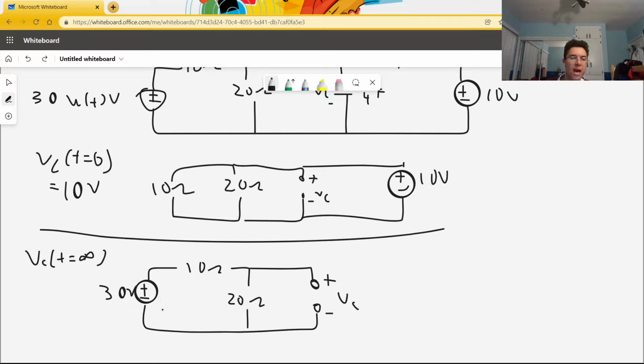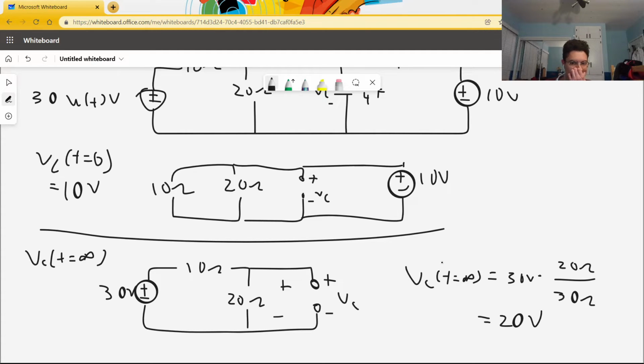Observe that this 30-volt battery can only push current through this loop. This loop does not exist for all intents and purposes. So this is a single loop, and we can use the voltage divider to determine the voltage across this 20 ohm resistor. The voltage divider says that this voltage, Vc at t equals infinity, or the voltage across this resistor, is 30 volts times 20 ohms over the total resistance, 30 ohms. So this is, of course, 20 volts. So Vc at time equals infinity is 20 volts.